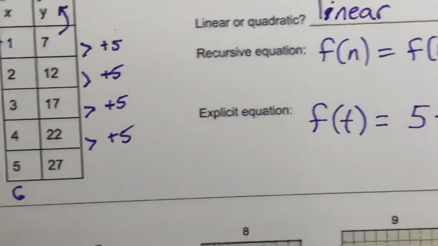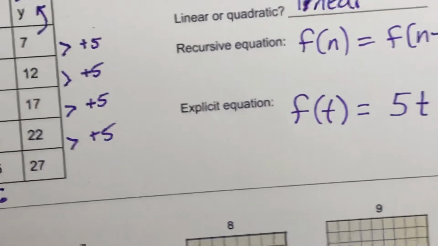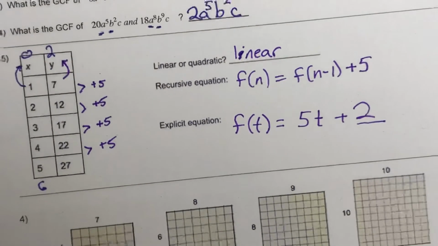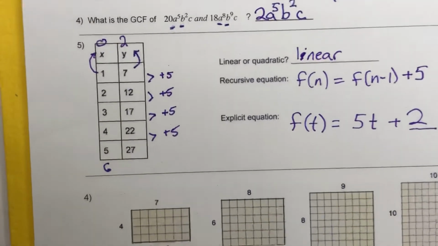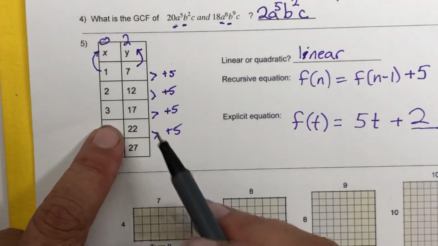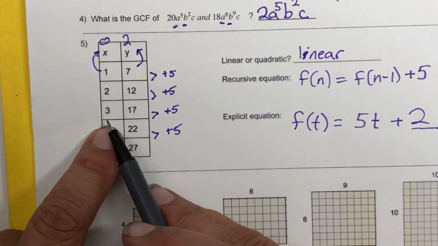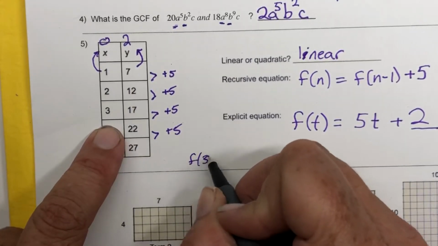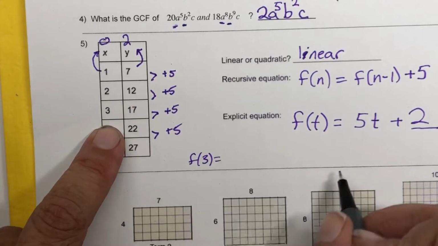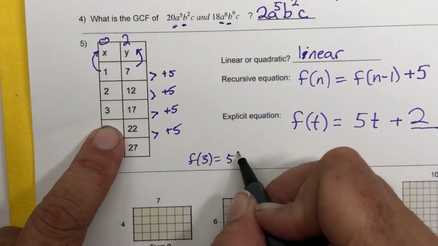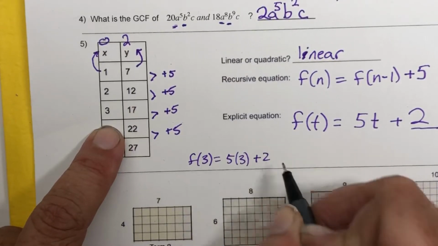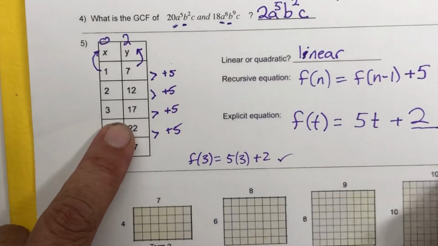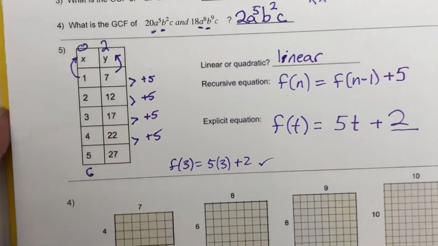And then, hey, how could you check that? Well, does that equation work? Does 5t plus 2 get you the right answer? So let's just look at, for example, 3. If I did 3 times 5, so f of 3, if we're just checking our work here, is it 5 times 3 plus 2? 17? Yeah, it works. So that is correct.